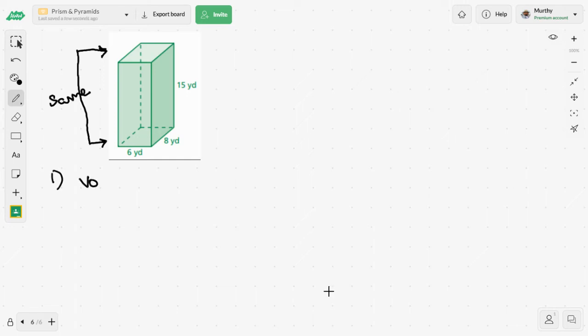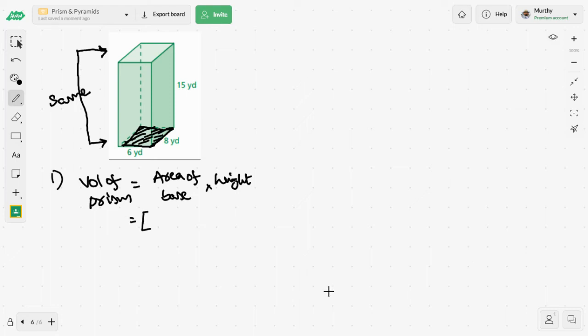Let's say that you are asked to find the volume of a prism. So volume of prism equals area of base times height of the given object. I see that the base is in the shape of a rectangle. I learned and solved this several times, how to find the area of a rectangle, so it's not a problem. So area of base is a rectangle, and rectangle area is length times width, right?